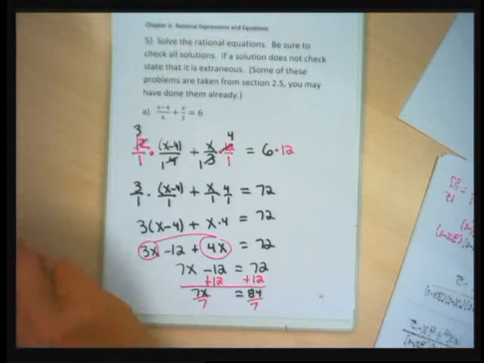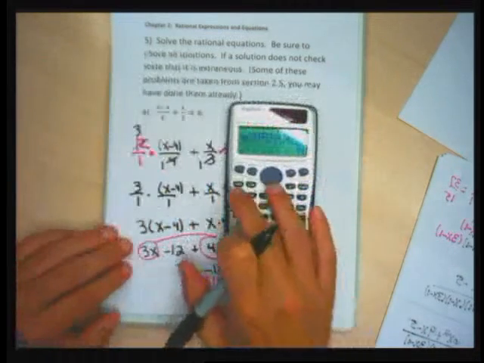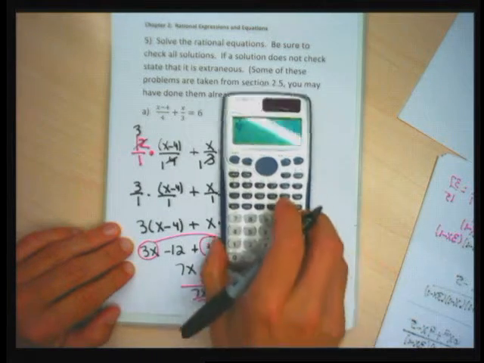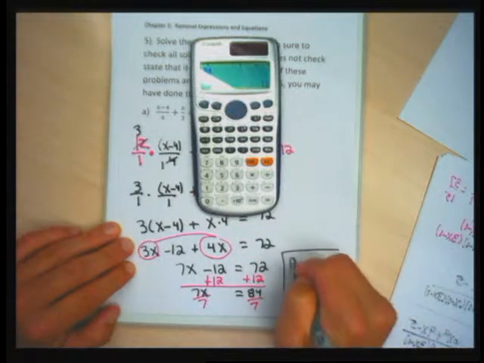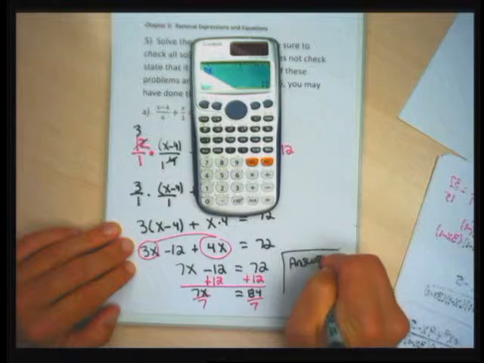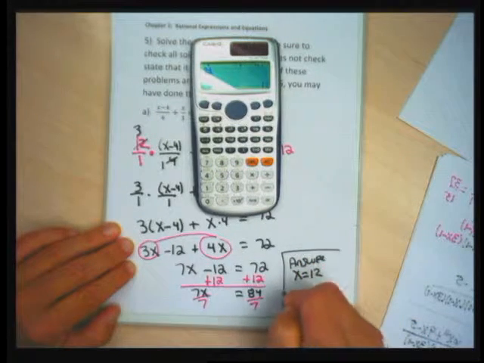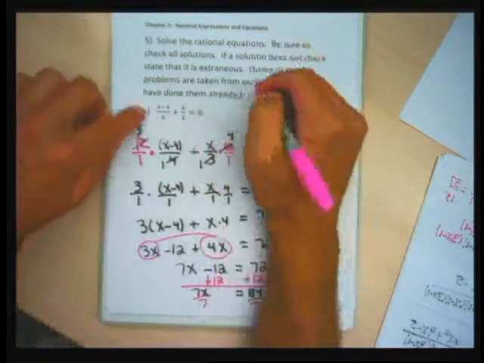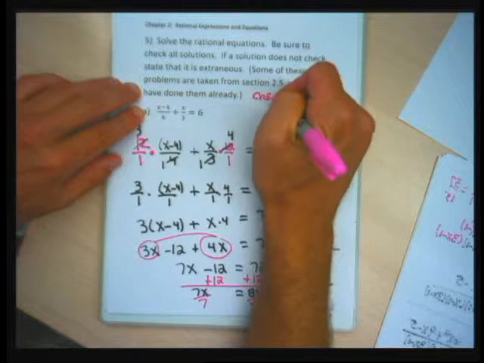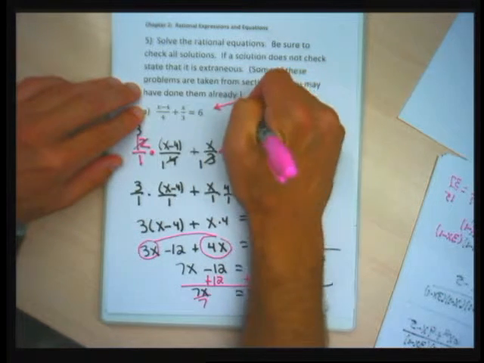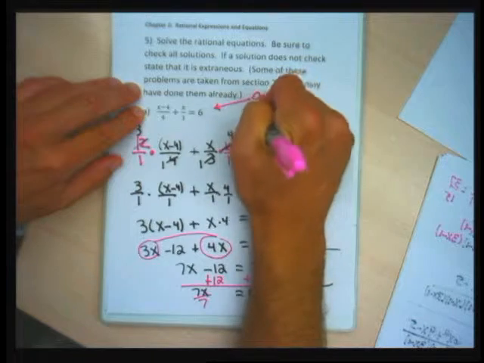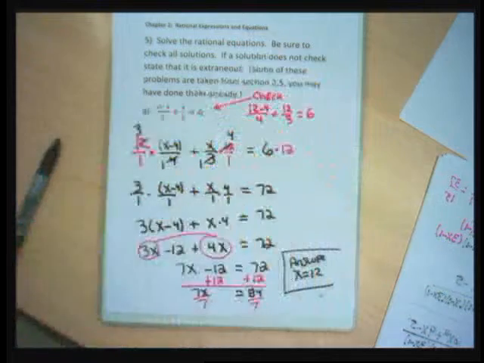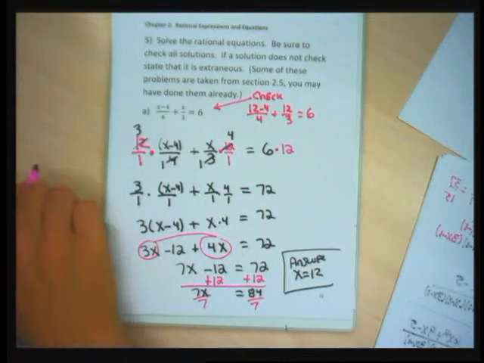Divide by 7. Be safe and do this on my calculator. 84 over 7 is 12. I think the answer is x equal to 12. And on these problems, the answer is what I have to check. So for my checking, I have to plug in 12 for x. So I'm going to go 12 minus 4 over 4 plus 12 over 3 equals 6, and see if that actually comes out to be a true statement.